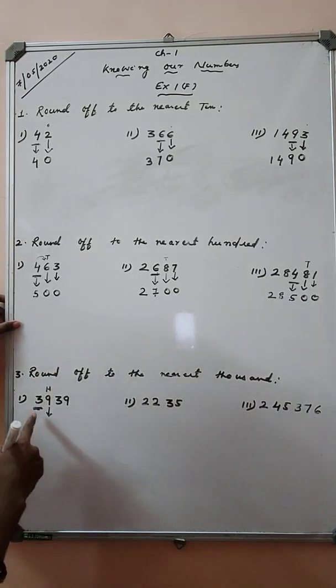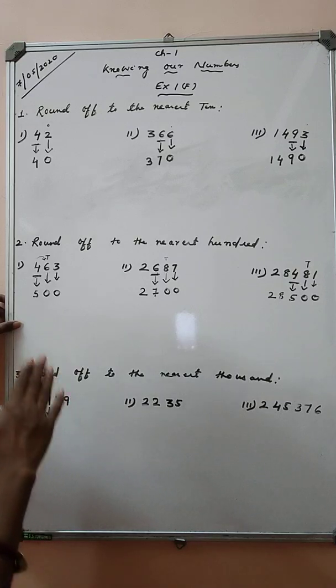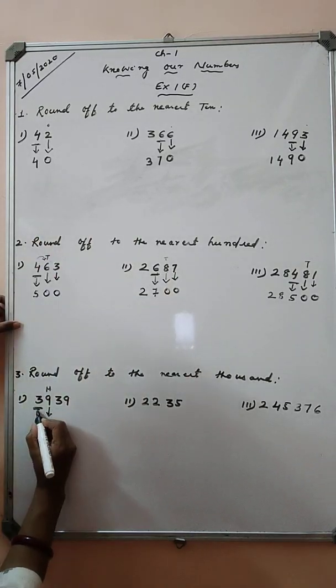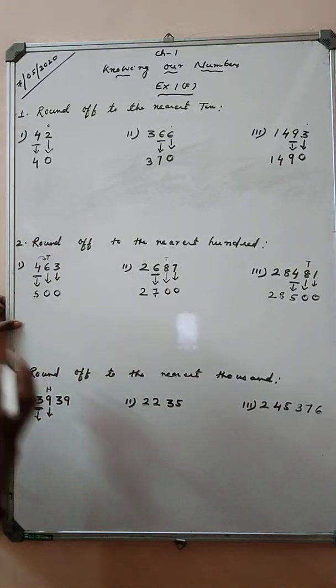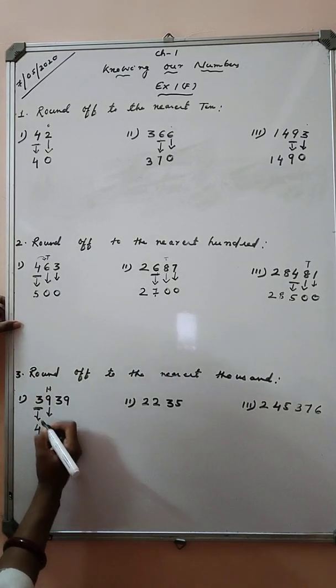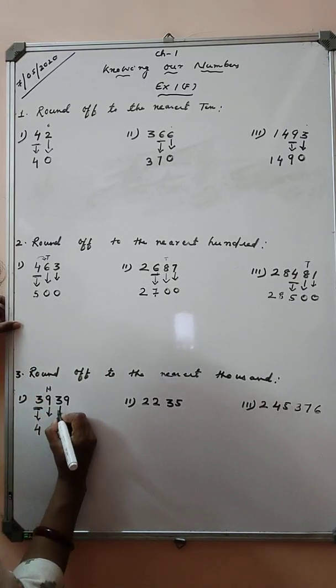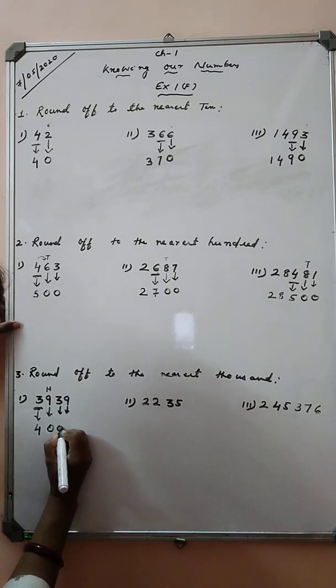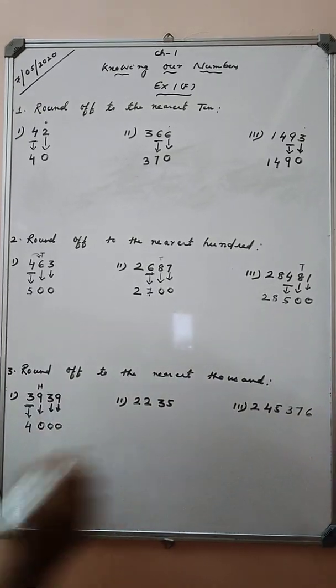Okay. Now the digit at 100 place is 9. That means it is more than 5. So we will round the number up. So 3 will become 4. We will add 1 to this number. Then the rest here will be replaced by 0, 0 and 0.